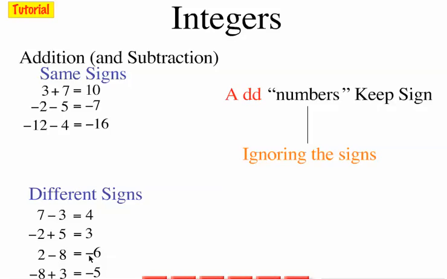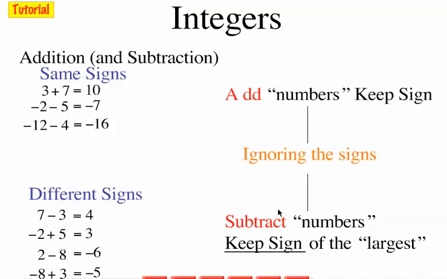Okay? So that's all you have to do. Just figure out which one is bigger, 2 or 8, and 8's bigger, 8's negative. Okay? And this is what we do when the signs are different. So when the signs are different, we subtract the numbers, ignoring the signs, subtract the numbers, keep the sign of the largest.